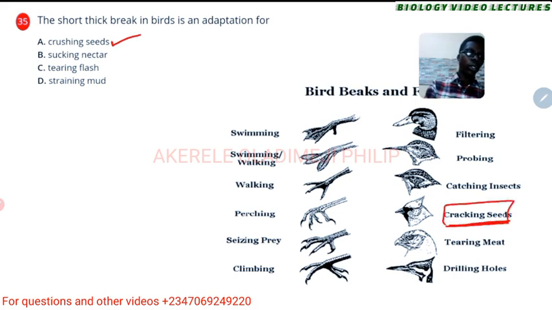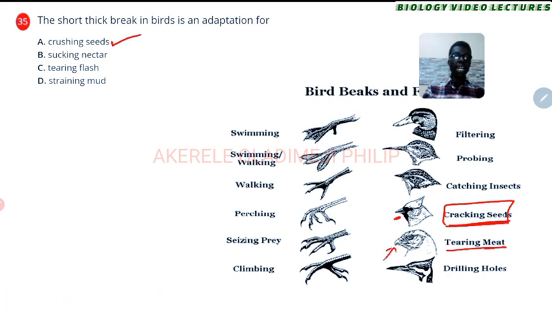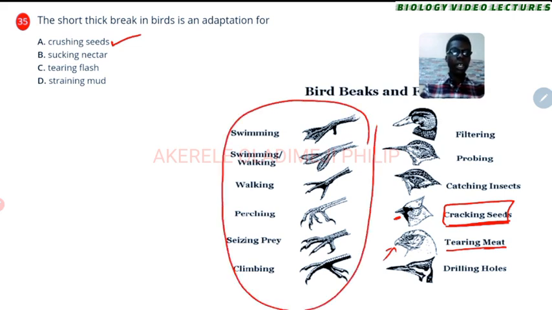So it's going to be short and thick. All right. So this is for tearing meat. It is hooked there. Then drilling holes like a woodpecker. All right. And you can also look at the feet here for different adaptations. This is for seizing prey. It's like a claw, so to say. And just see that for the ones that can swim, it's going to have some sort of web there, a little web or flat, so to say. You can pause the video here to see that.